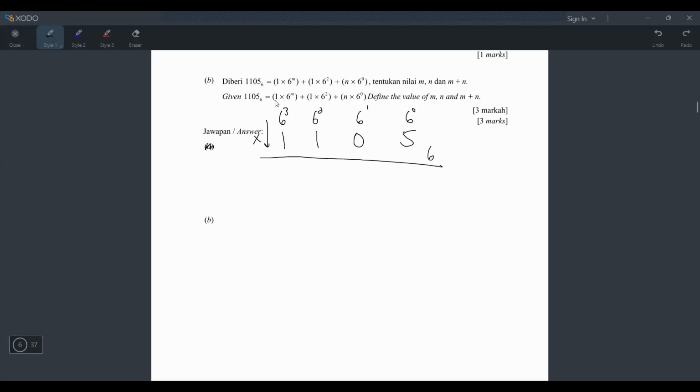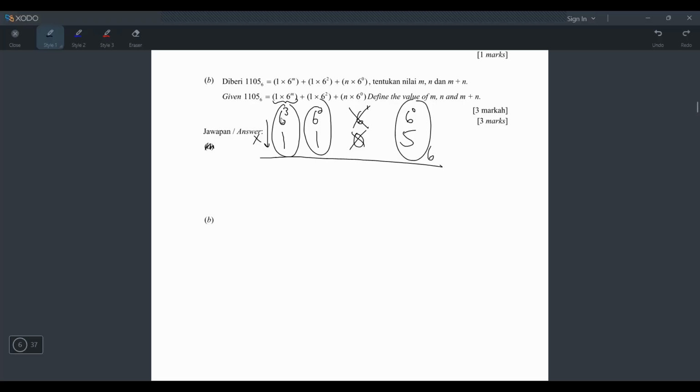And if you look carefully here, they already wrote down 1 times 6 power m, and then 1 times 6 power 2. So this is the 1 times 6 power 2, right? And then if you look at 6 power 1 times 0, is it written here? It's not written here. You know why? Because 6 power 1 times 0 is 0. So actually we can ignore this, because when you plus 0, nothing happens. So it's just this, this, and this.